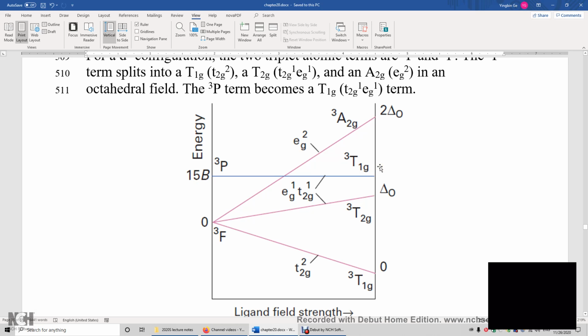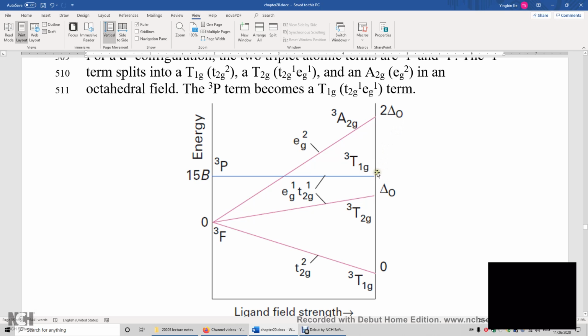Alright, so if you have a d2 transition metal complex with 6 ligands in an octahedral environment, in the UV-vis spectrum of this complex, we expect to see 3 peaks. They correspond to delta O, delta O plus 15B, and 2 delta O. So if you know the values of B and delta O, you can make predictions of the UV-vis spectrum of the d2 transition metal complex. Again, it's just delta O, delta O plus 15B, and 2 delta O.